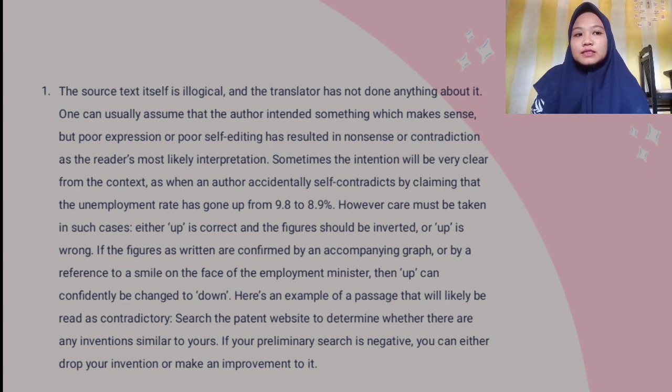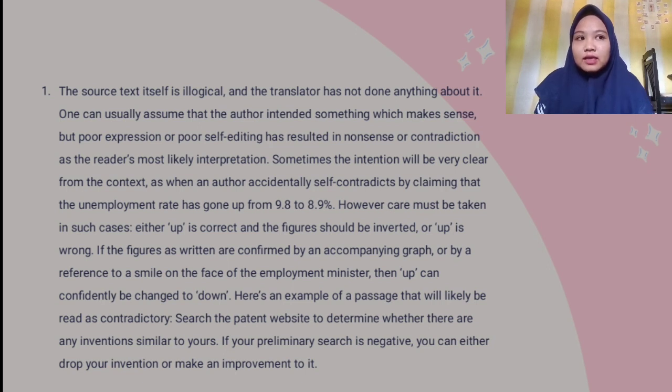Okay, number one: this text is illogical and the translator has not done anything about it. We can usually assume the author intended something which makes sense, but poor expression or lack of self-editing has resulted in nonsense or contradiction, as the reader's most likely interpretation.